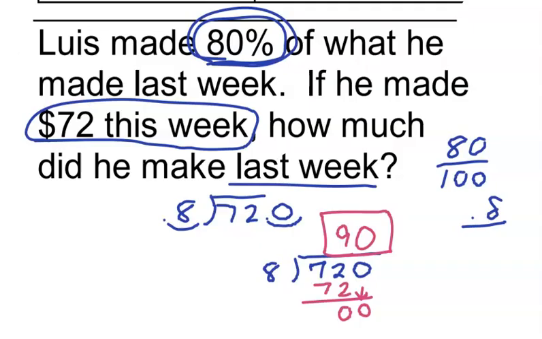So basically 80% of $90 is 72. So we found out that $90 is what he made last week and 72 is what he made this week. And we'll do more of this later on, but I just wanted to get you started on that, where we can sometimes convert a percent to a decimal to make it easier to do a particular solution.